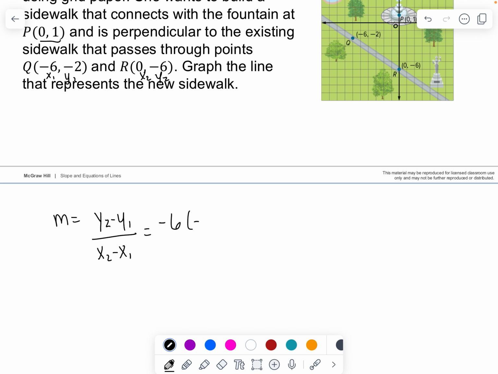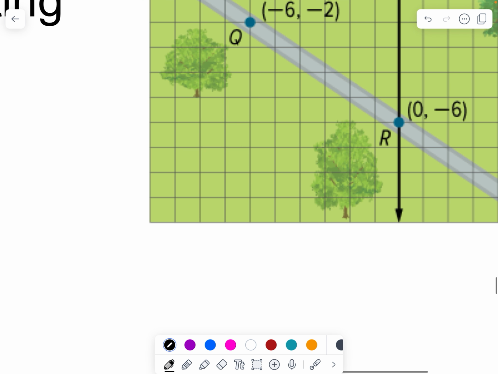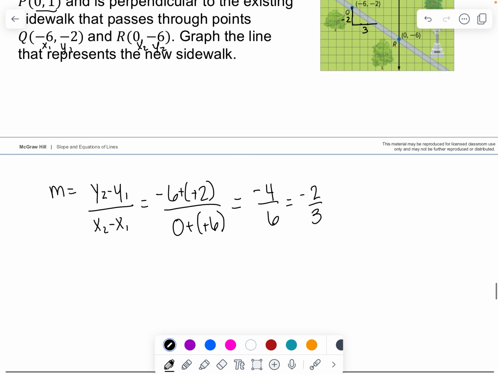-6 minus a -2 over 0 minus a -6. Thanks for yelling really loud. I appreciate it. -4 over 6. There we go. -2/3. That looks better. Down 2 over 3. Yep, down 2 over 3. -2 over 3. Perfect.